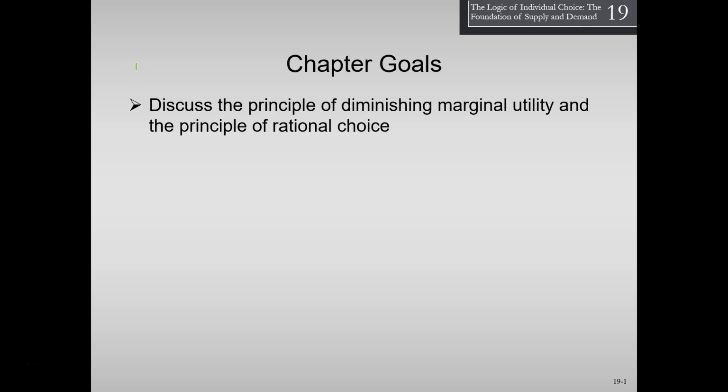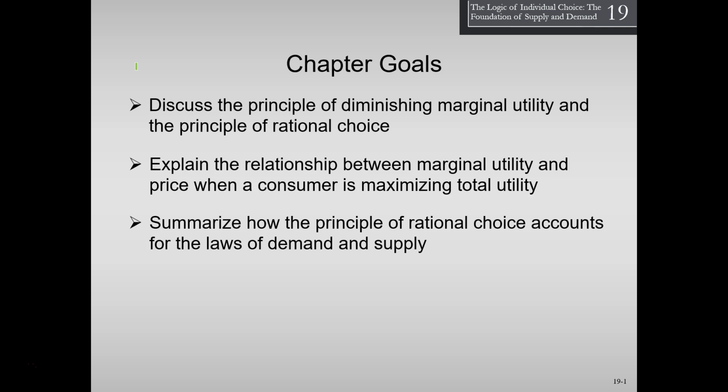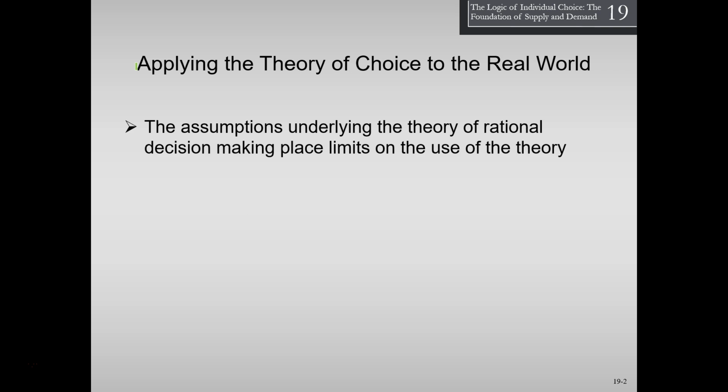Hello, in this lecture we're going to continue on with the logic of individual choice, the foundation of supply and demand, chapter 19. Remember that our objectives are to discuss the principle of diminishing marginal utility and the principle of rational choice, which we have done, explain the relationship between the marginal utility and the price when a consumer is maximizing total utility, summarize how the principle of rational choice accounts for the laws of demand and supply, and then name 3 assumptions of the theory of choice and discuss why they may not reflect reality. That's where we're going to go in this presentation.